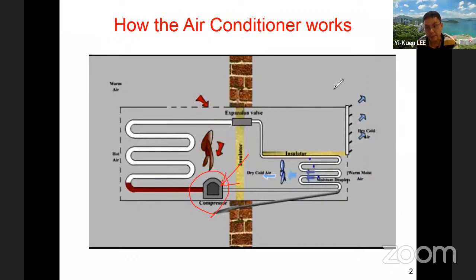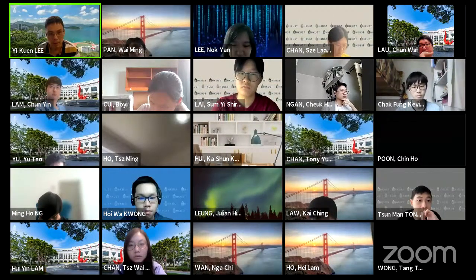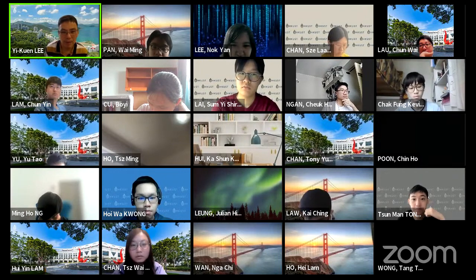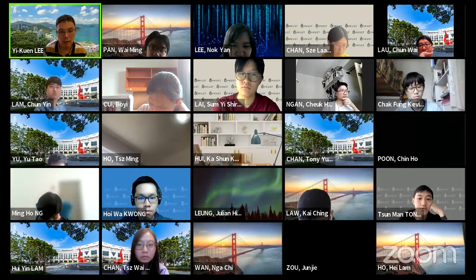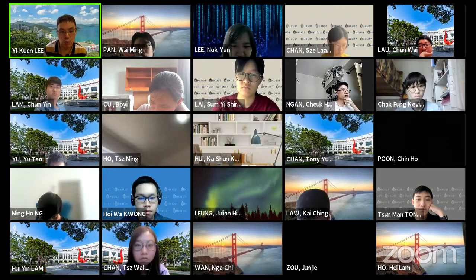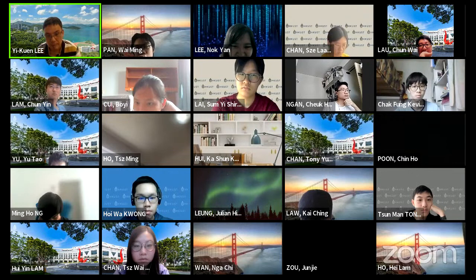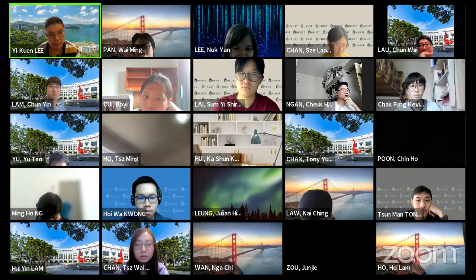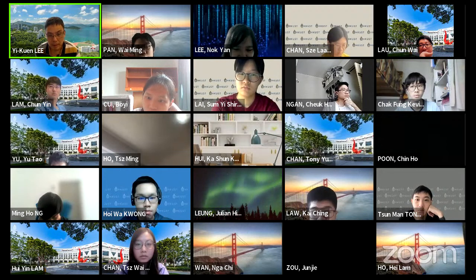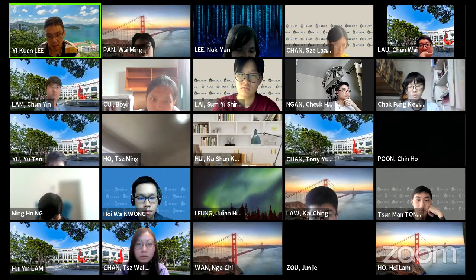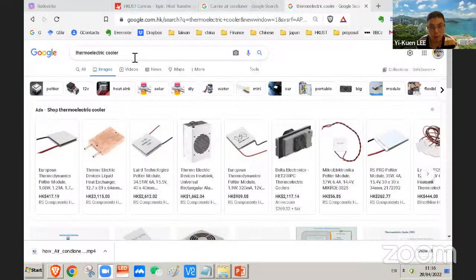I tell you, the answer is yes. There's also room to come up with a new idea. For example, I don't know if you heard about thermoelectric. Thermoelectric, this kind of cooler. Have you ever heard of this kind of thing? Sometimes they call it a semiconductor device. So basically, these can be useful to replace the traditional air conditioning system. Okay, here, thermoelectric cooler.